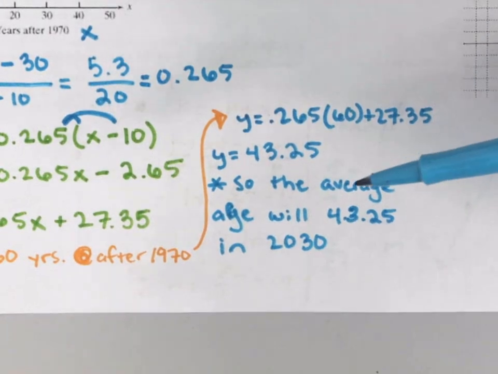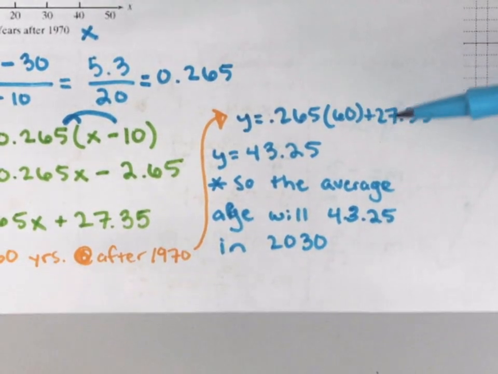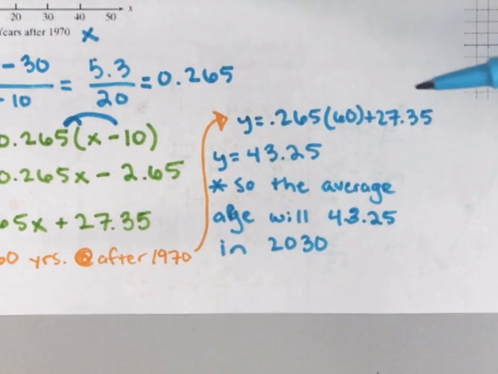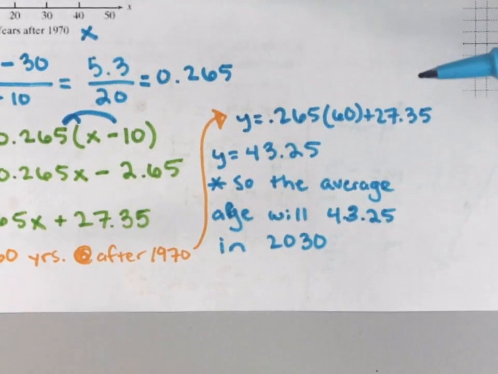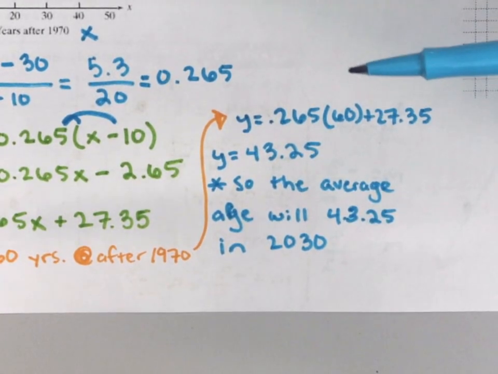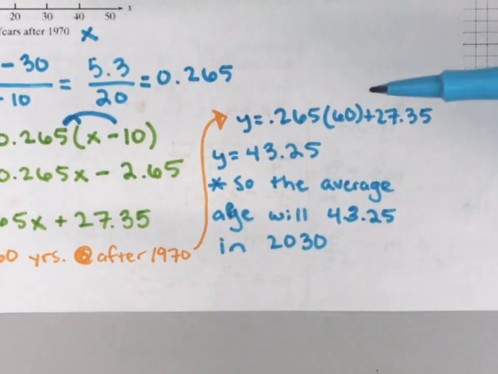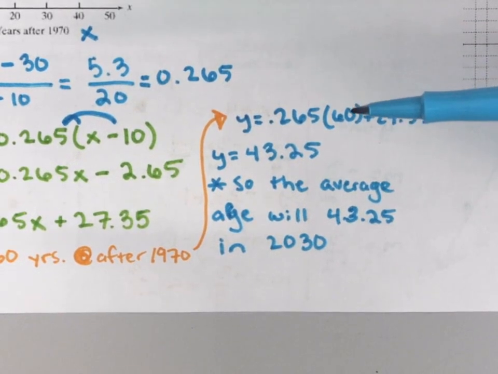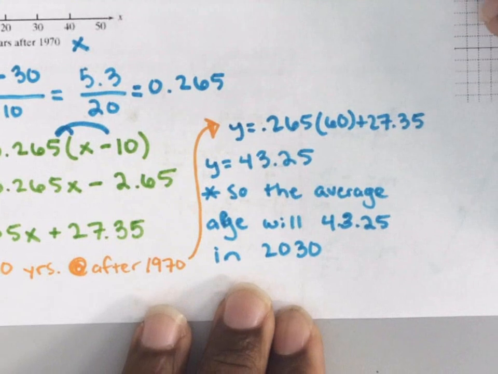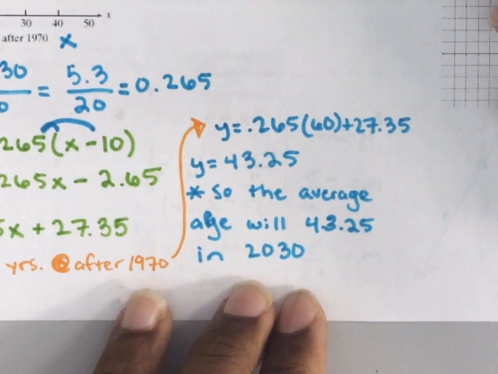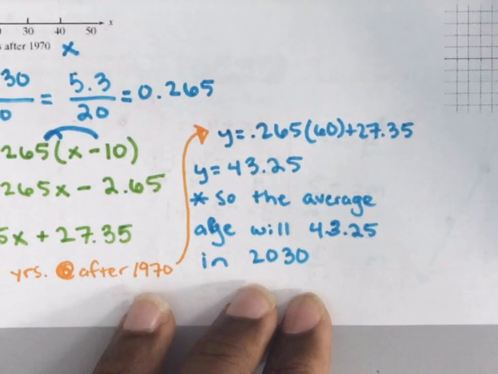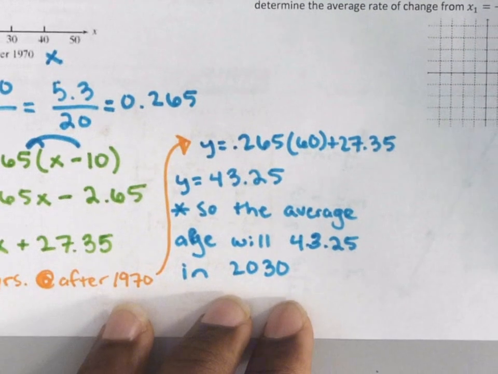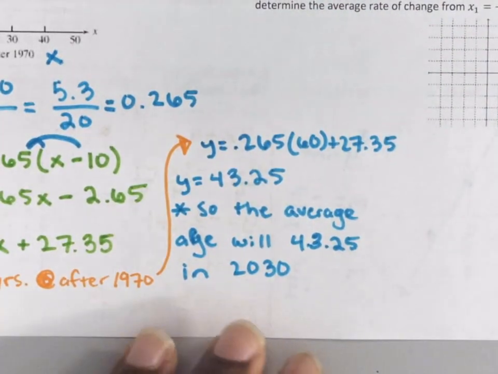Now at some point, it probably won't make sense. I mean, if you did the year 3030, you might get like 80 or something. I don't know if that's going to happen, but you never know. I don't think the median age will be like 80, but I don't know. Never know. All right, any questions? Okay, let's do one more rate of change.